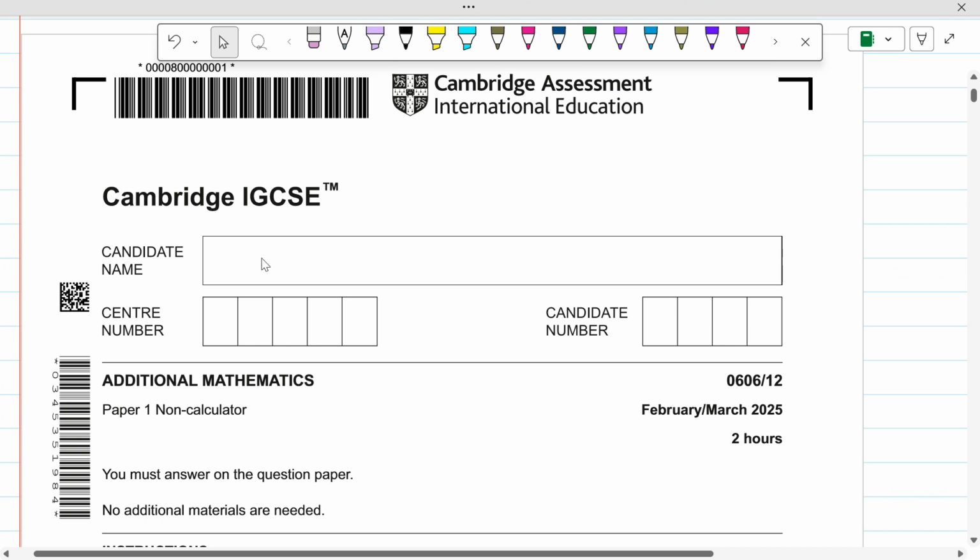Hi everyone, we are going to start the Cambridge IGCSE Additional Maths paper, which is non-calculator, for session February and March 2025. The code of the subject is 0606 and this is Paper 1 with Variant 2.